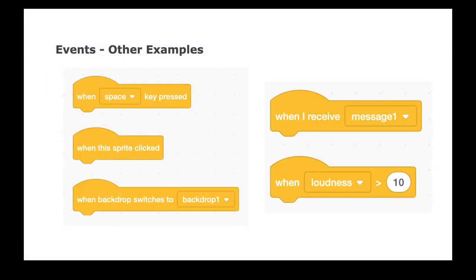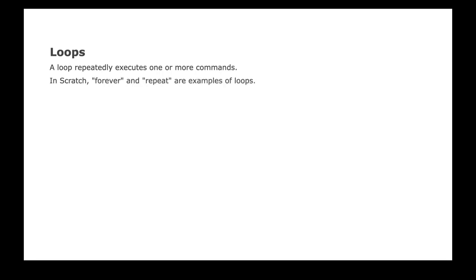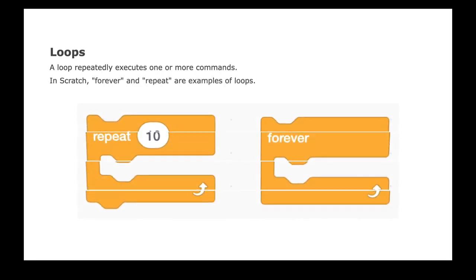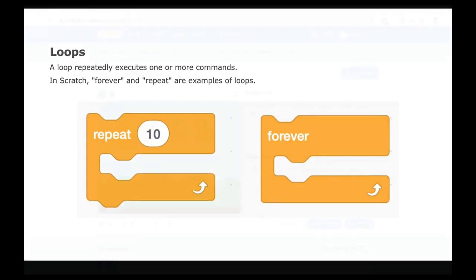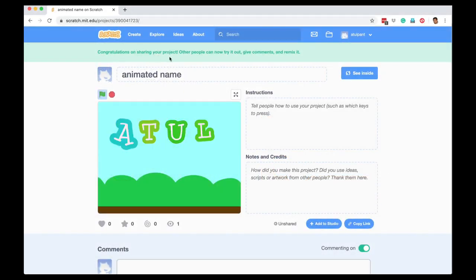So let's look at another important concept in computer programming called loops. A loop repeatedly executes one or more commands. In Scratch, forever and repeat are examples of loops. In the next video, we will write a small program in Scratch using events, statements, and loops to animate our name.